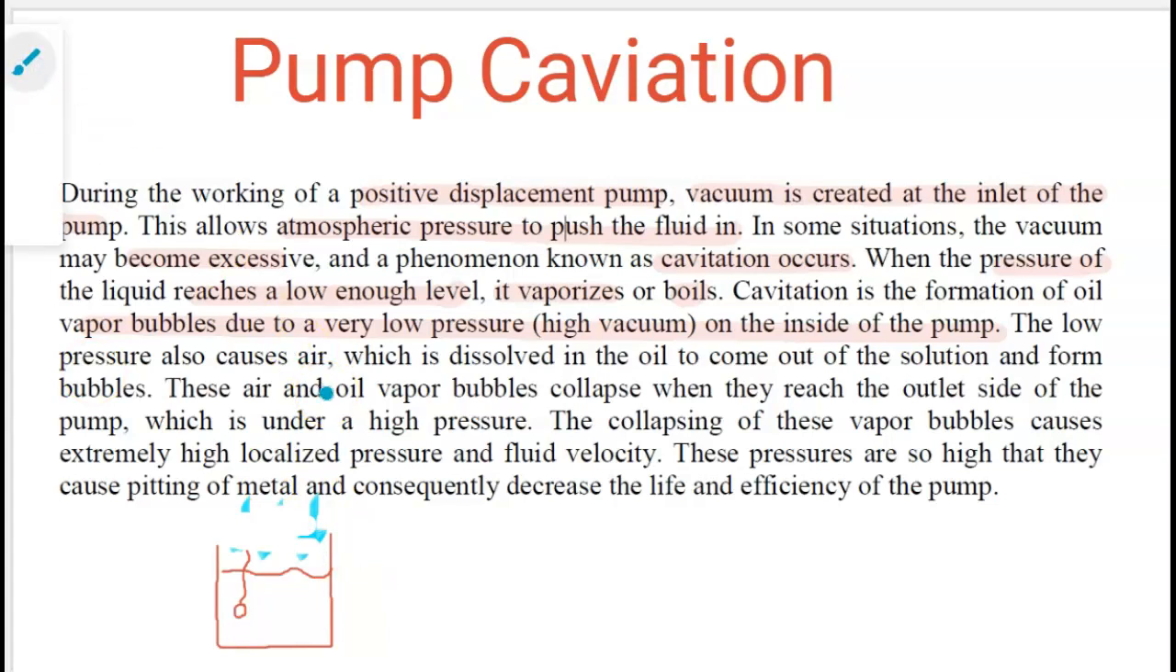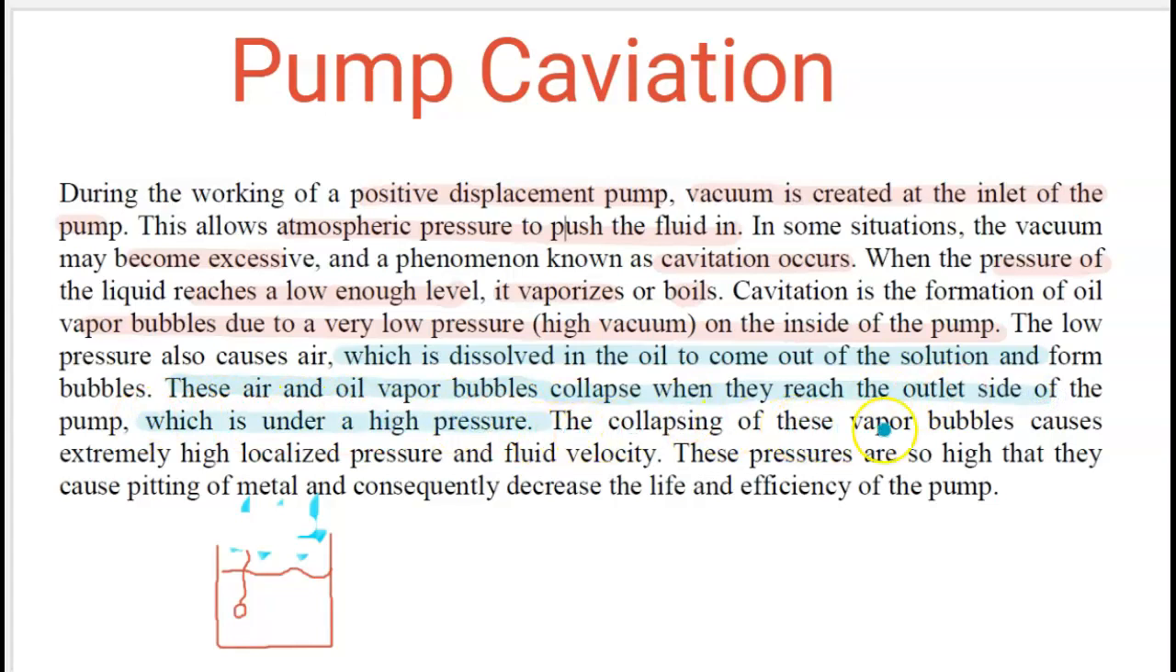Okay. The low pressure also causes air, which is dissolved in the oil, to come out, exactly like fizzy water, like soda water. As soon as you open the lid, you will see the bubbles that were not there try to come from the bottom all the way to the surface, and they will form bubbles. These air and vapor bubbles collapse when they reach the outlet side, which is under high pressure.